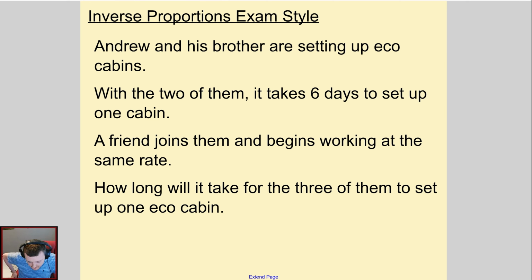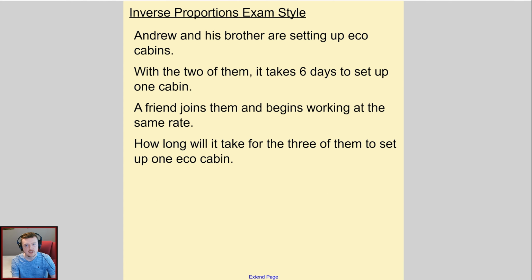Okay, so method number 1. I'm going to make the ratio out of it like I've been doing the whole time. So I know that when there were 2 people, let's put this as P, the amount of time it took, 2 people took 6 days. A friend joins them, so a third person comes and they start working at the same speed. So in this case, it's going to be 3.